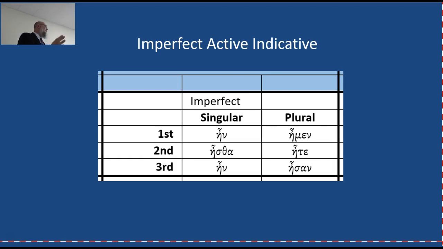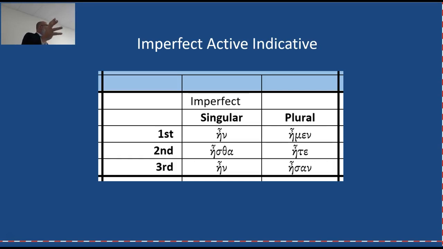So this is how you say, I was, you were, he, she, or it was, we were, you were, they were. So say this with me. Can you say it without looking? Ein, Aistha, Ein. So that's weird because they're both the same. Kind of weird. Ein, Aistha, Ein. Amen. That's easy because it's kind of like Esmen, right? This is Amen. Ate. Ate. And then the third plural is Ason. So this is I was, you were, he, she, or it was, we were, you were, they were.